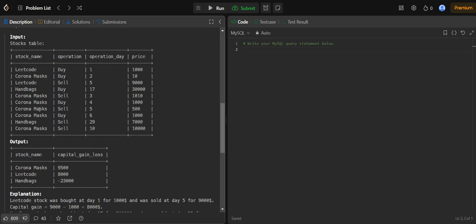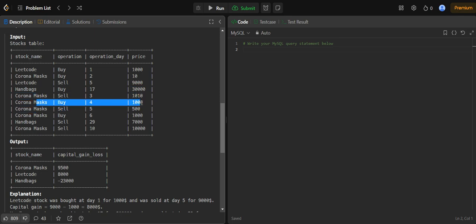500 is the loss. Then this is again 1000 bought, and this so 9,000, 9,500. Okay, see. First, Corner Marks is bought at price 10. That Corner Marks is sold at this price. So the profit is 1,000.